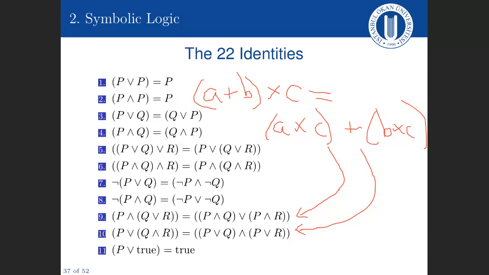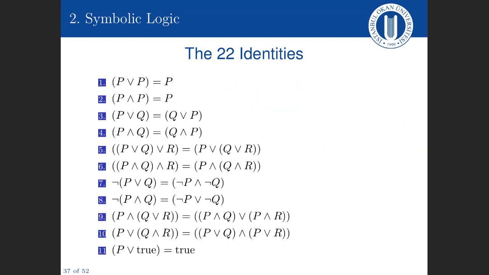This will give us 9 and 10. P and Q or R is the same as P and Q or P and R, and P or Q and R is the same as P or Q and P or R. 4, 5, and 6, P or Q or R.